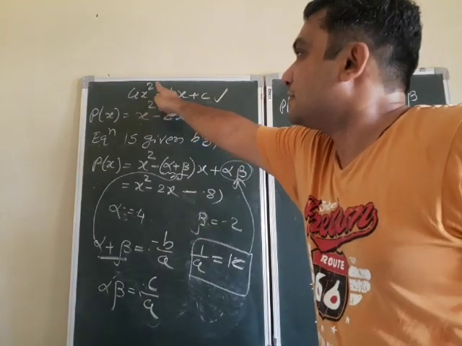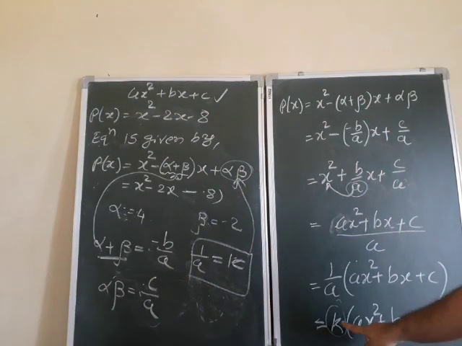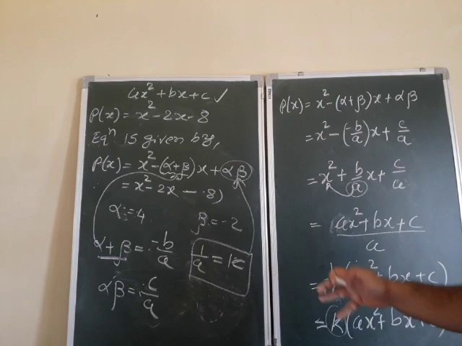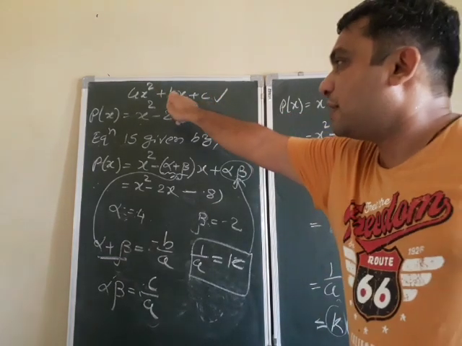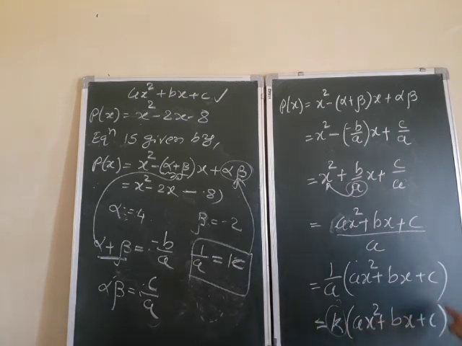Like this, ax square plus bx plus c. So maybe in our case, the value of the constant is equal to 1. So our polynomial is ax square plus bx plus c. But here it comes k in bracket ax square plus bx plus c. It depends on the value of k. Clear? If k is 1, it is ax square plus bx plus c, and if k is not 1, then whatever the value is, you have to multiply with that polynomial. Chaliye, understood or not? Clear?